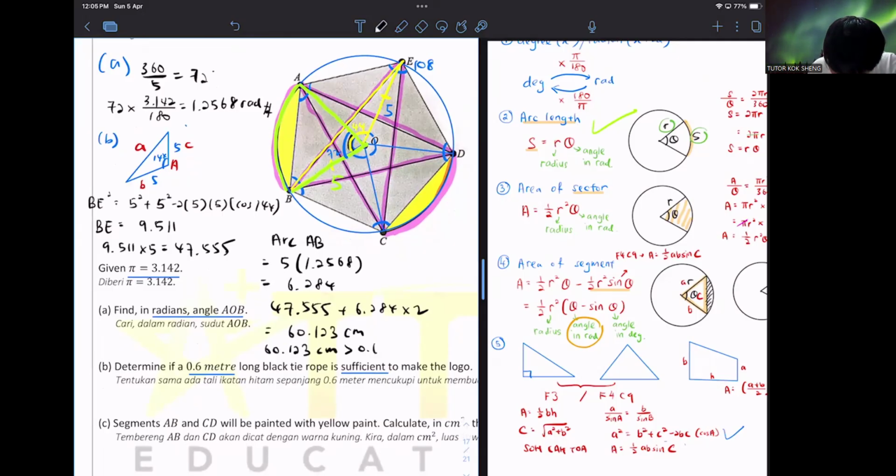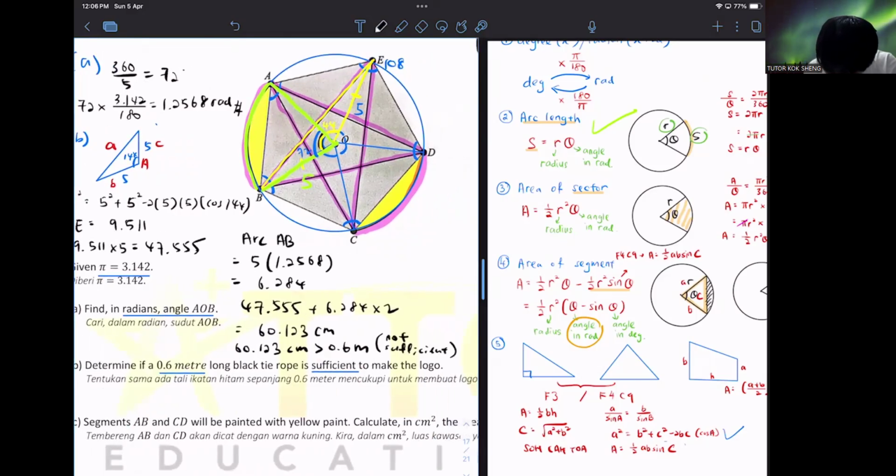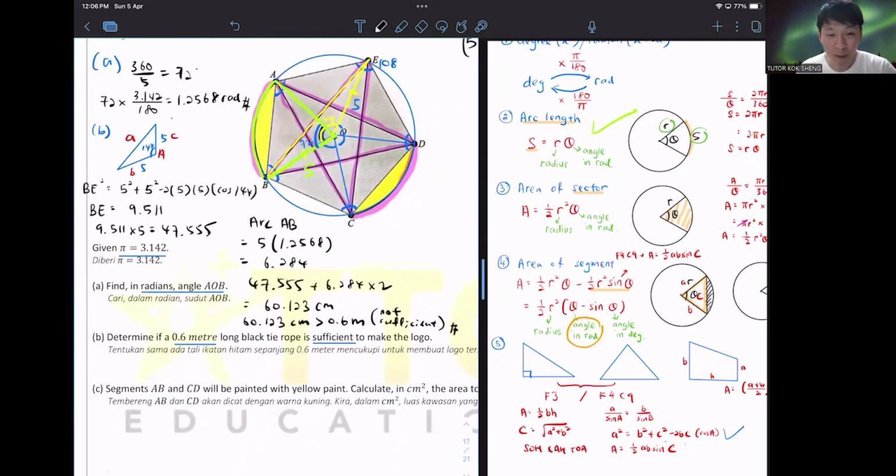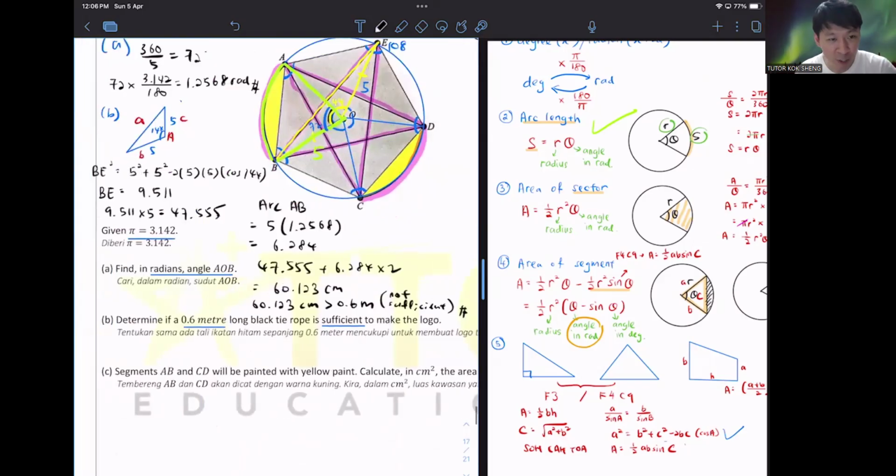So this one obviously is more than 0.6 meter. So not sufficient. It's already more than 0.6, a little bit more. 0.123 cm is how many meters? Really 0.001 meter more. So still not sufficient. Okay, B done. 4 marks, okay, nice, not bad.